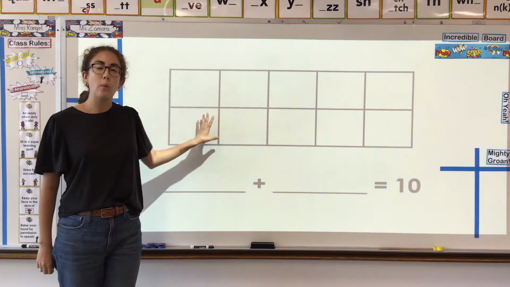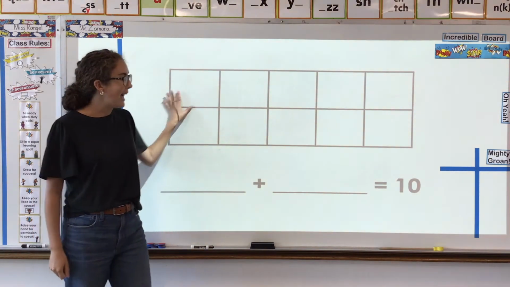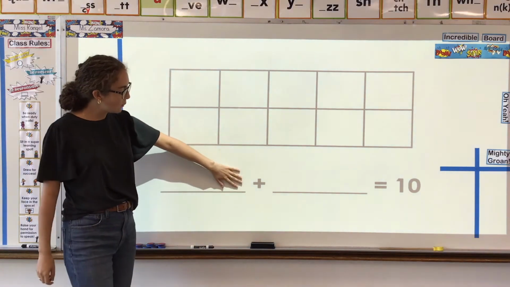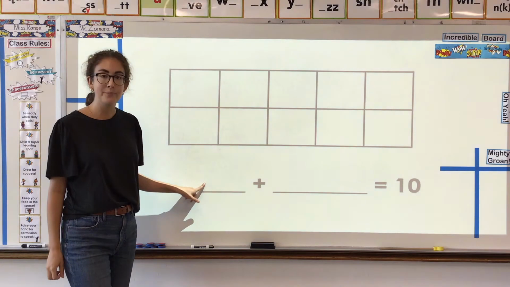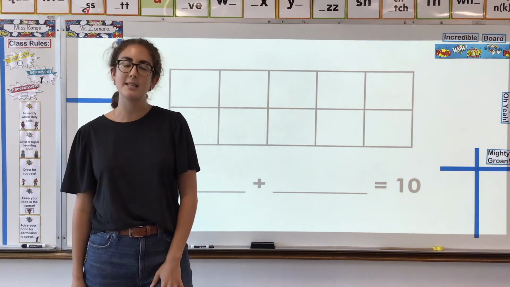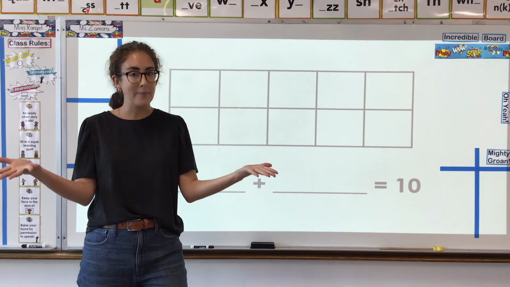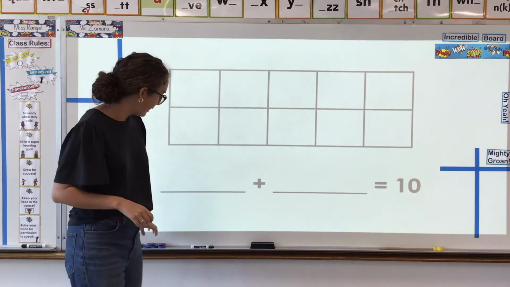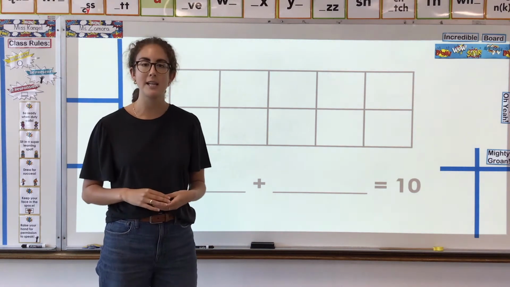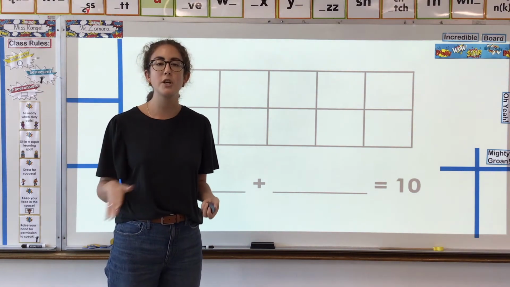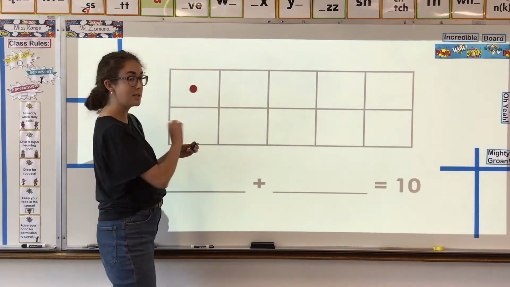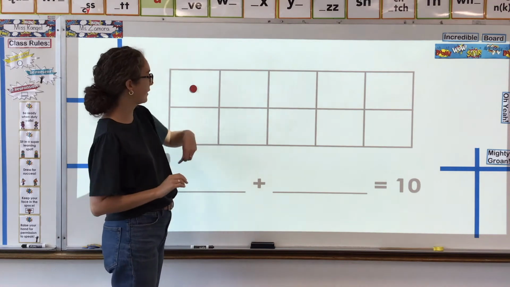So this is what we're going to be working with today. We have our 10 frame where we're going to see our numbers, and then we have a sentence stem, a sentence frame, to help us craft our addition sentences. Okay, are you ready to get started? Let's start by putting 5 counters on our 10 frame. And I want you to use one color. You're only using one color. I'm only using red. Pick one of your colors.